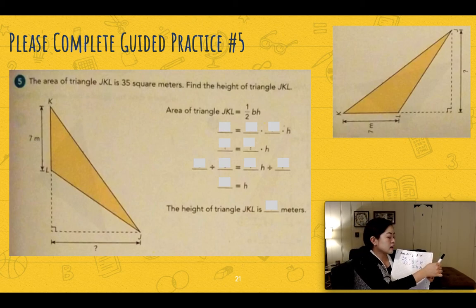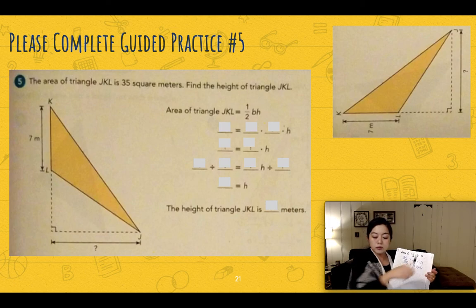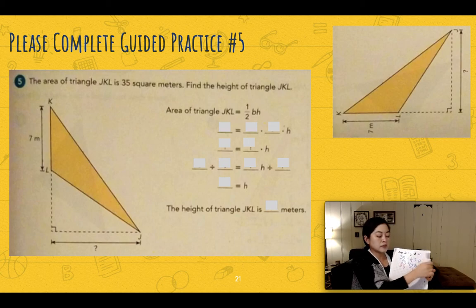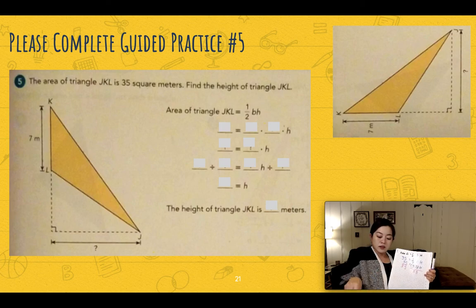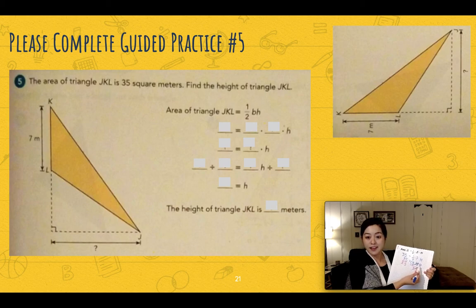And now I have 3.5 times my unknown variable. Do you remember what we do when we want to undo a multiplication? We want to divide. Whatever I do on one side, I have to do on the other side. And 3.5 divided by 3.5 cancels because 3.5 divided by 3.5 is 1, and 1 times h is just h.